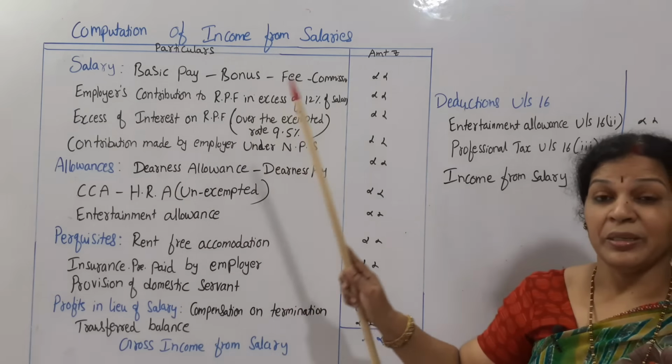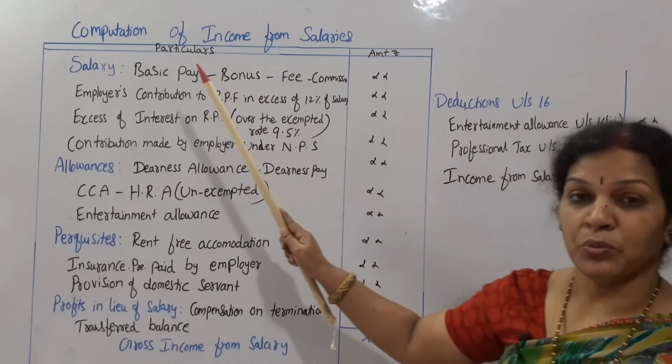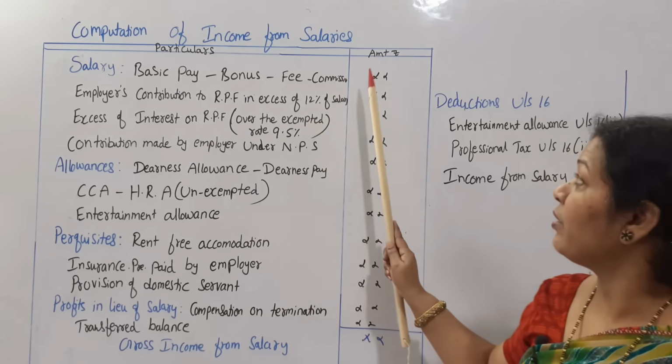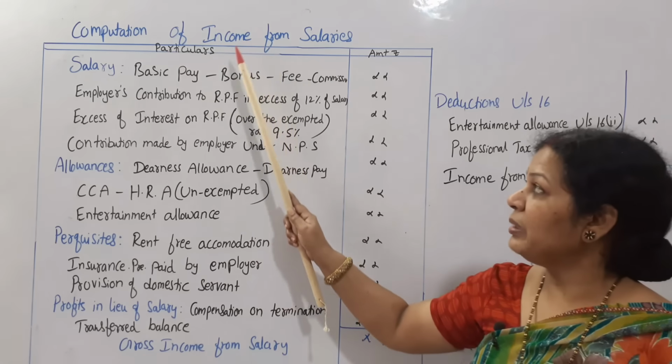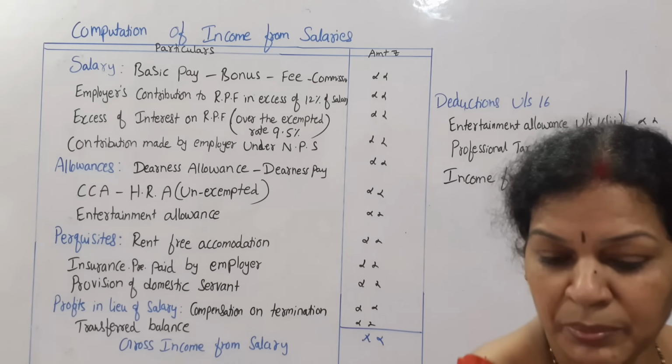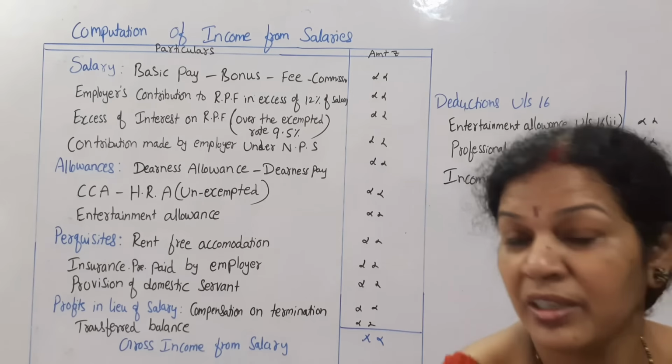Now look at the statement. The important thing is that when you want to calculate, you will write particulars and also amount. In particulars, the first thing to remember is salary. This is important. What is salary? What do we consider as salary? That we have seen in the last class.